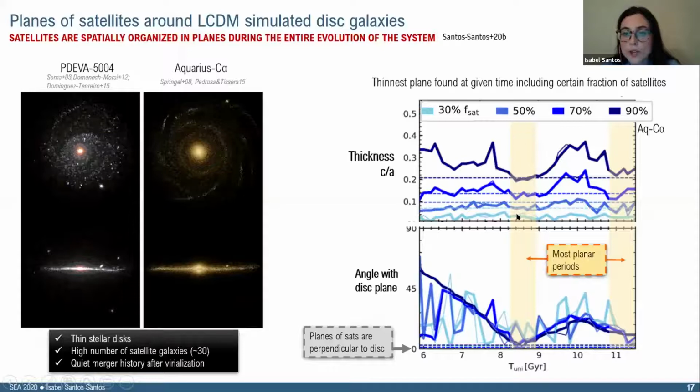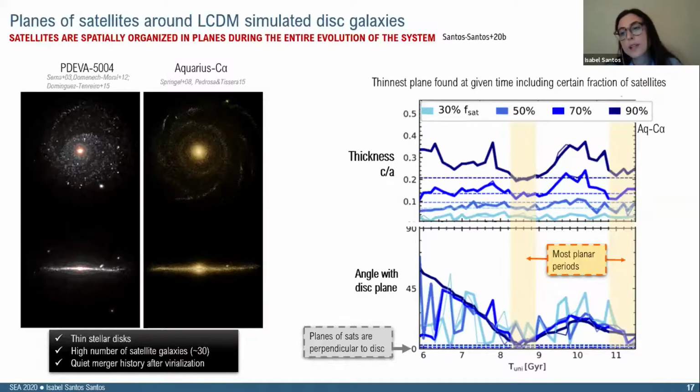Moreover, there are some periods that I have marked with this shade where the plane is especially thin. These periods correspond to times when the planes are mostly perpendicular to their central disk galaxies. Therefore, we showed that in general, satellites are organized in planar structures around disk galaxies like the Milky Way.